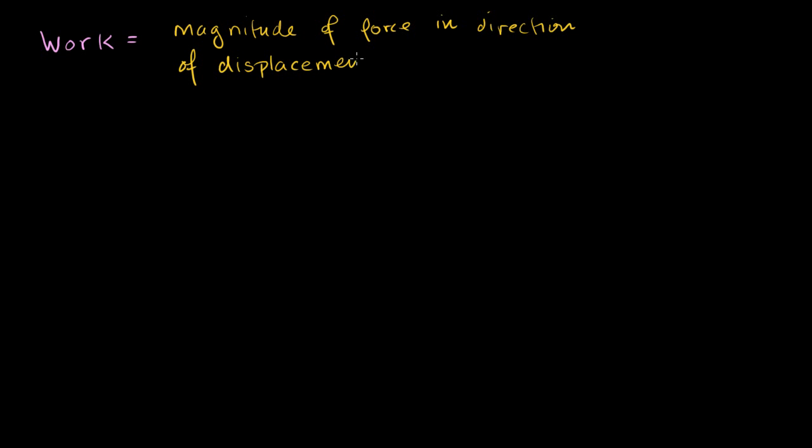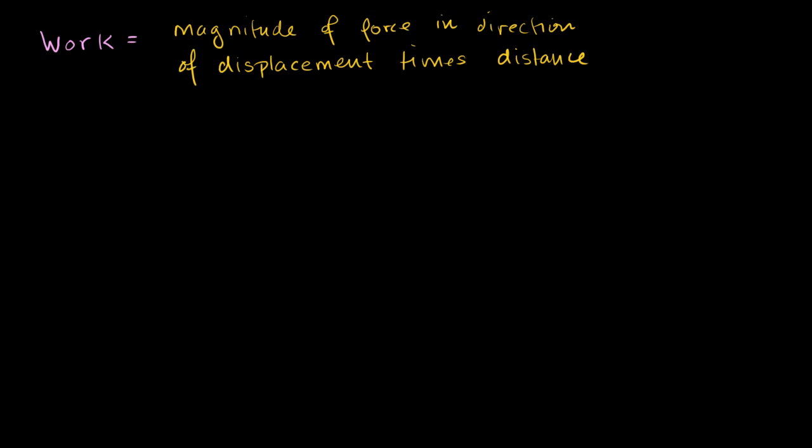Let me write this. The magnitude of the force, of the force in the direction, or the component of the force in the direction of displacement. Displacement is just distance with some direction. In the direction of displacement, times the magnitude of the displacement. Or you could just say times the distance displaced. I'm not being too particular about it.